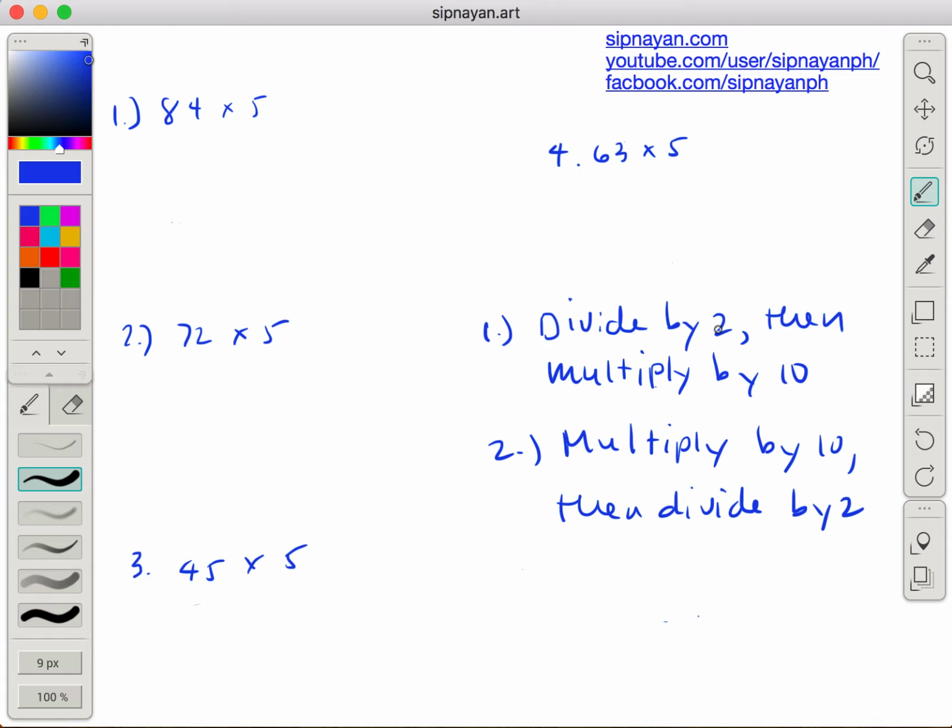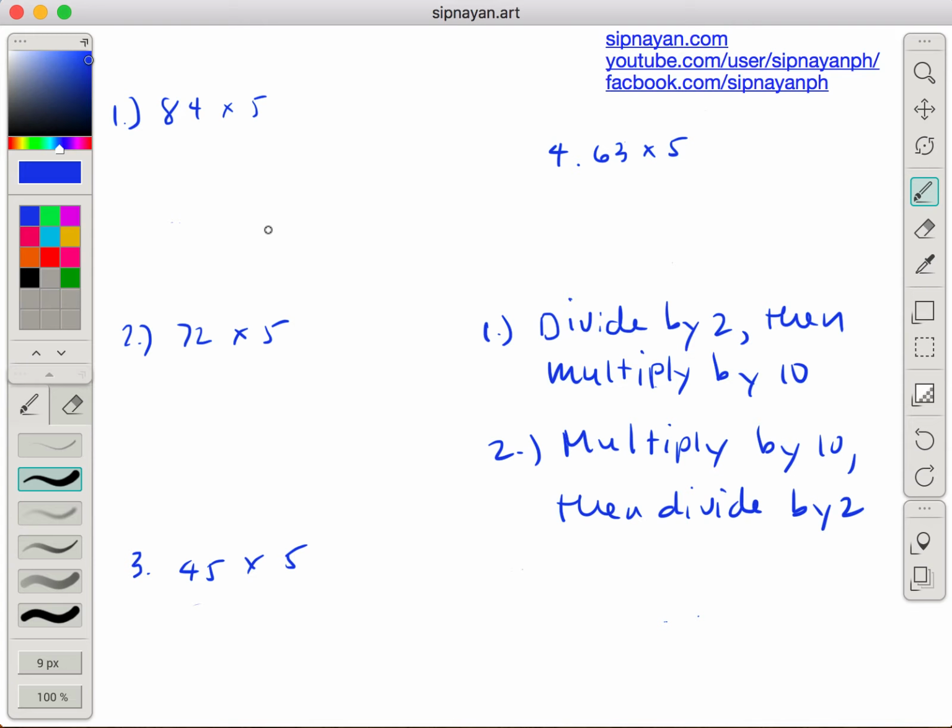So basically, yung tutorial na to, the goal is for you to be able to learn how to compute mentally. So pag natutunan nyo to, pag nag-multiply kayo ng two-digit number by 5, hindi nyo na kailangan ng ball pen. Of course, it takes practice. So, tignan natin. For example, yung 84 times 5.